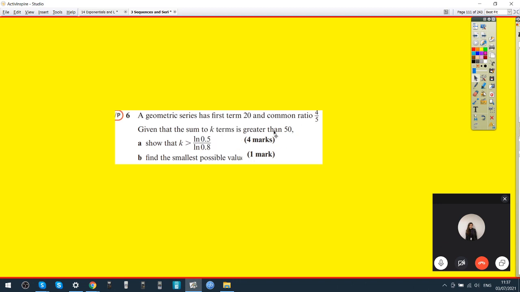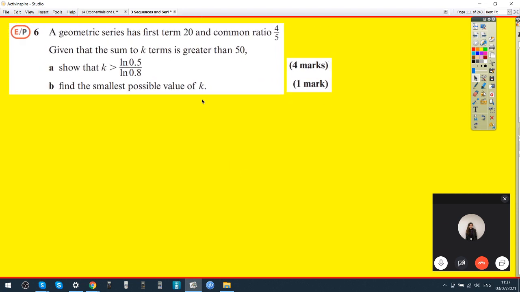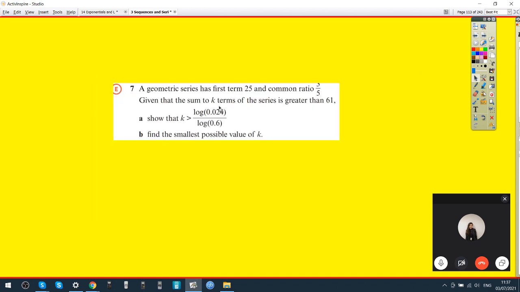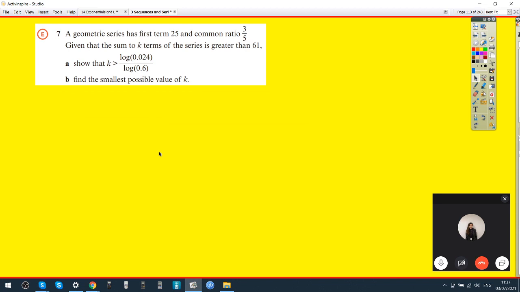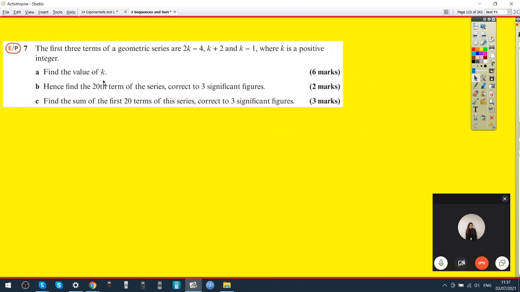All right, this looks exactly the same. It's got a ln. They just solved it a different way by taking ln of both sides. First term 20, common ratio, k terms is greater than 50. It's exactly the same. Very, very similar. Alright, this looks good.